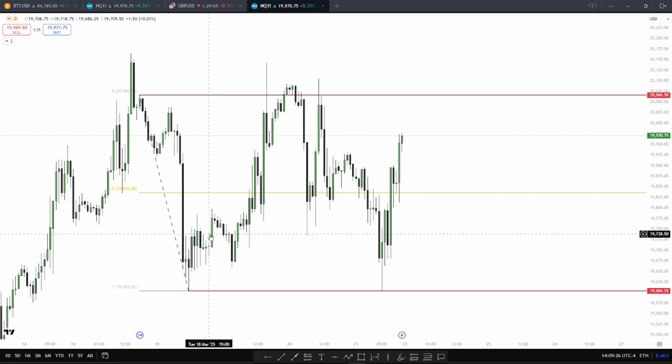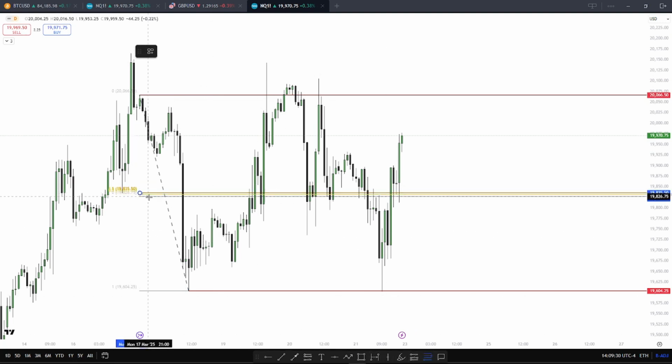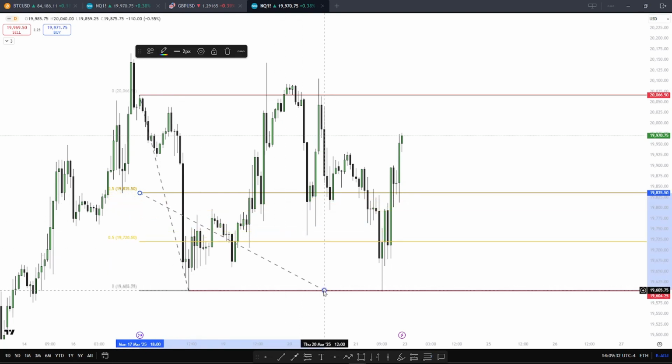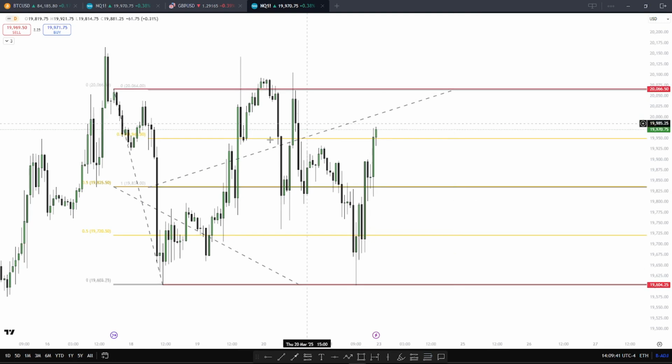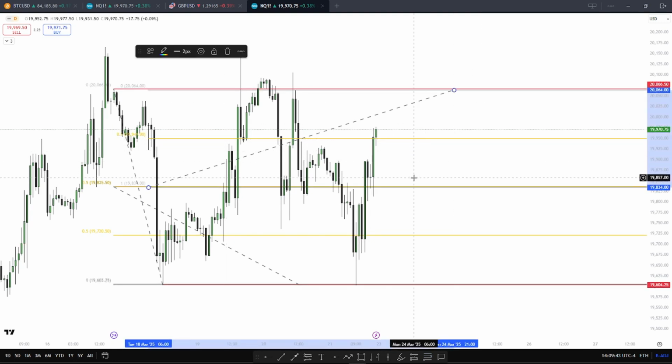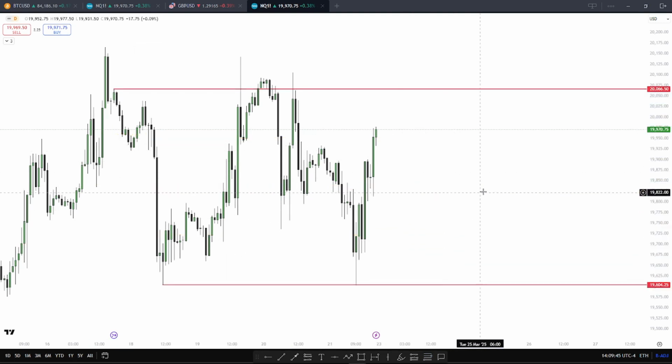But now what you can do to this range is you can fractalize this range one more time, meaning from 50% to our range low, this is now another super key level, okay? And same with 50% to our range high. This is also a very key level. Now, I want you guys to keep that in mind.